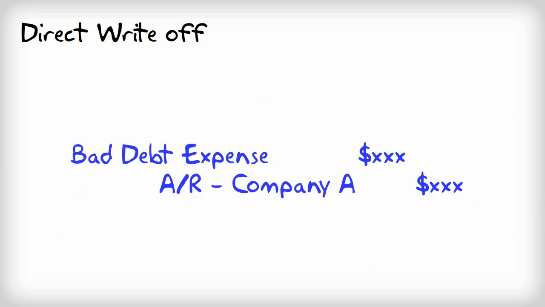First, we will use the direct write-off method. We determine on March 31st that company A will not pay us. So this is the entry we need. We debit bad debt expense and we credit accounts receivable for company A.